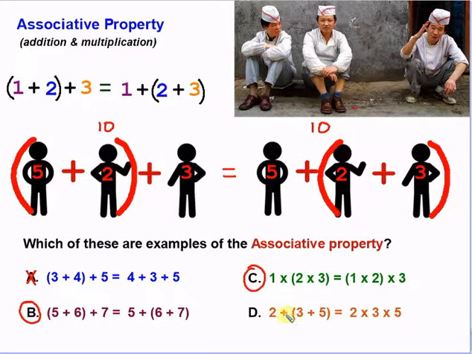And then lastly, 2 plus 3 plus 5 is equal to 2 times 3 times 5. Well, it says it's the associative property of addition and multiplication. Doesn't it work? No, it does not, because even though the order is the same, we have different operations. 2 plus 3 plus 5 is equal to 5 plus 5, and that's equal to 10. 2 times 3 times 5 is equal to 6 times 5, which is equal to 30. These two are not equal, and this is not an example of the associative property.